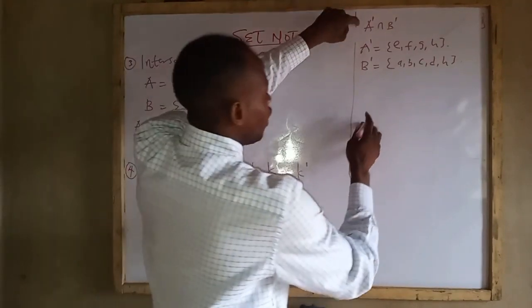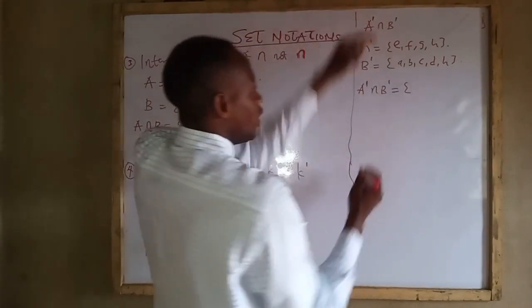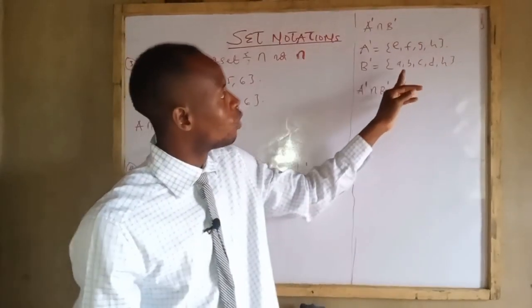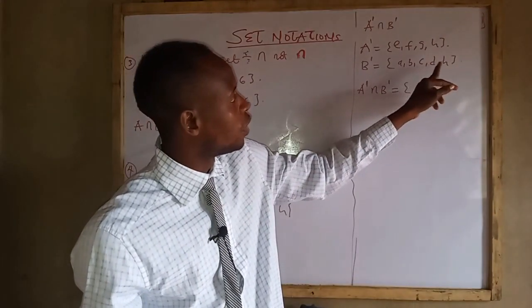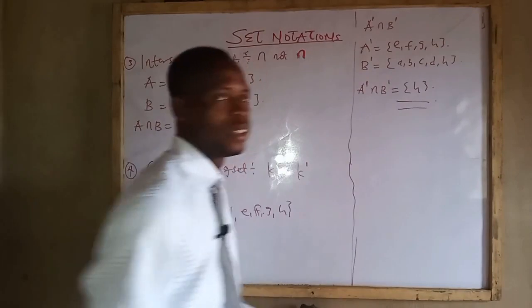So we are now asked to find A complement intersection B complement. Don't forget, intersection means what is common to the two sets here. So what is common to these is just going to be H. That's the common element in there.